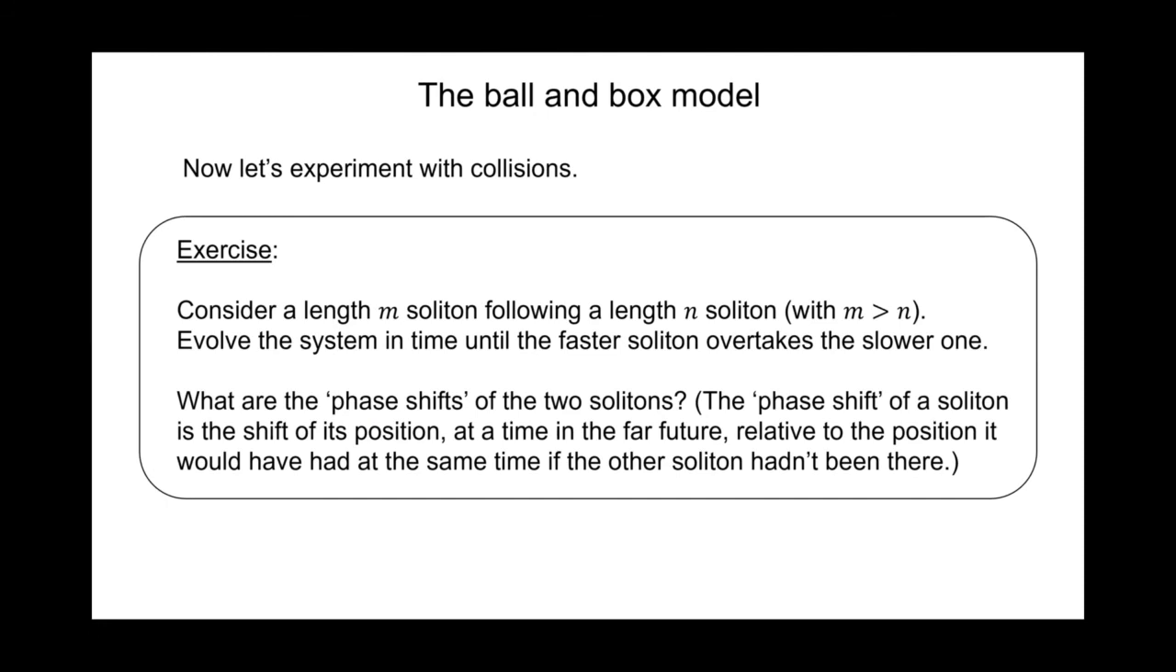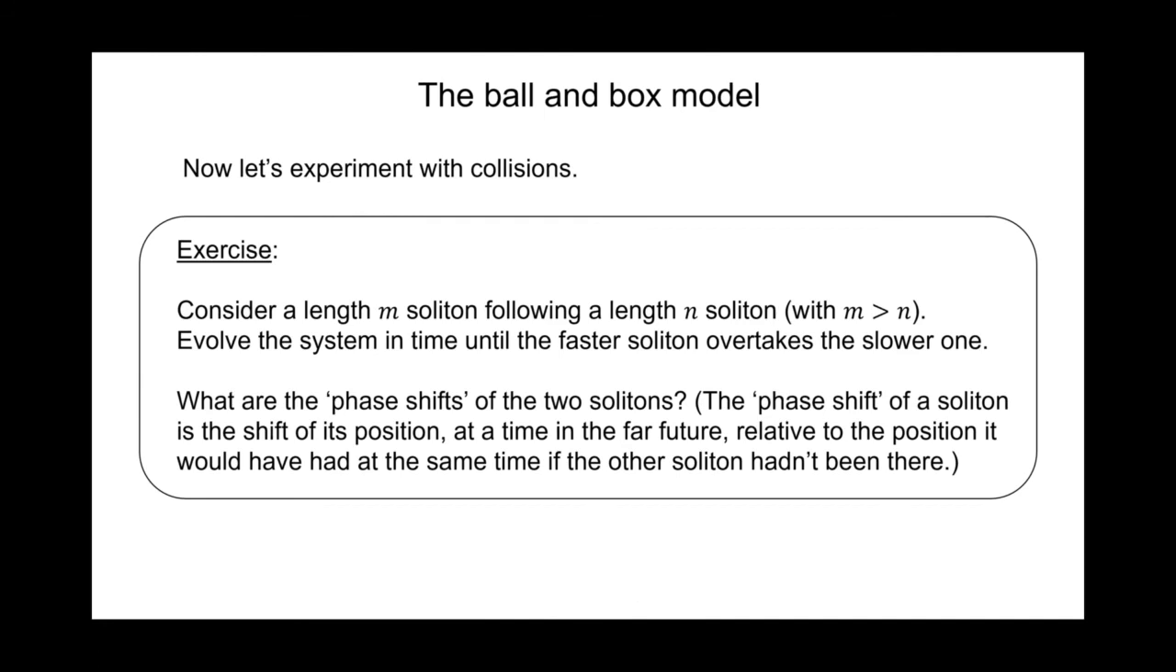Now let's experiment with collisions, and in particular, I'm going to give you the following exercise. We consider a length m soliton, which will move with velocity m, which follows a shorter soliton of length n, where m is larger than n. You're asked to evolve the system in time until the faster soliton overtakes the slower one, and then to calculate the phase shifts of the two solitons. So now please pause the video, take a couple of your favorite values of m and n, and experiment with this exercise.